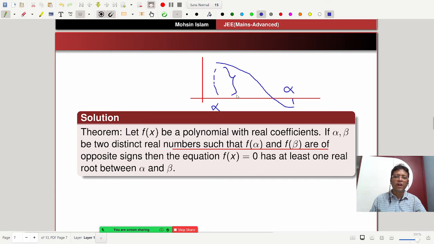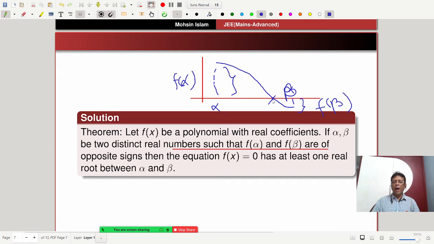So your f(alpha) is positive, look at that, this height is your f(alpha), the value at alpha, and this is beta. So your f(beta) is negative. If f(alpha) and f(beta) are of opposite sign, in this case f(alpha) positive, f(beta) negative, then there is at least one root, the point of intersection with the x-axis, that will give you the value of the root. So there must be at least one root between alpha and beta.